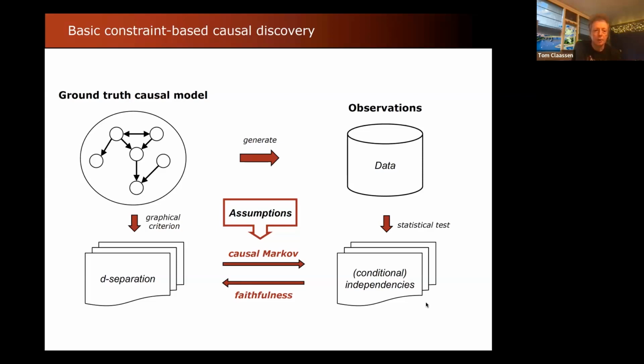And so using the causal Markov condition, these separations imply conditional independencies in the data. And using statistical tests, we can test for these and basically use that to infer something about the model. And for that, we need faithfulness as well to reason the other way around. So those are the key assumptions that are typically there.